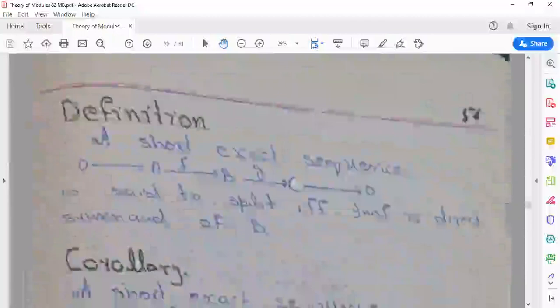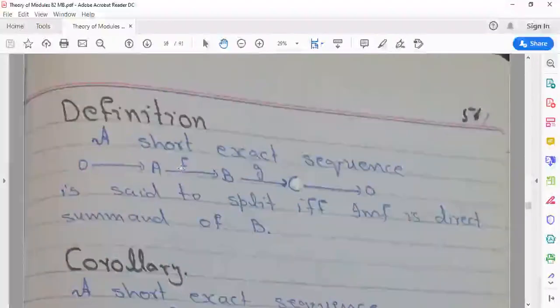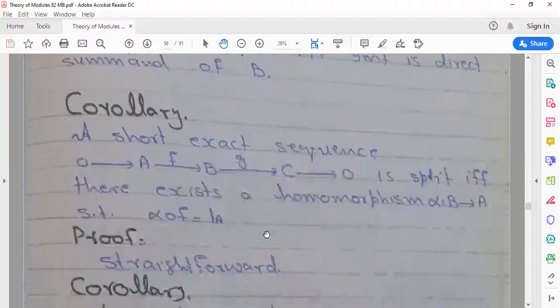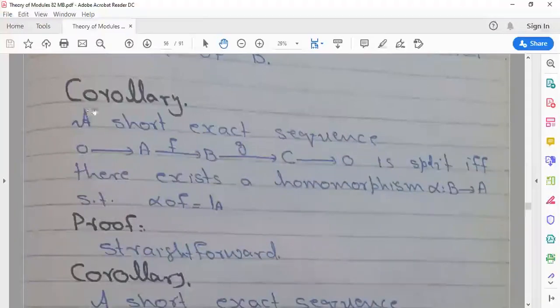We have come to the definition: short exact sequence. 0 to A, a function f defined from A to B, and a function g defined from B to C, and C goes again to 0. This sequence is a short exact sequence. It is said to be split if and only if the image of f is a direct summand of B. After this, we studied a corollary. This is a well-known corollary.